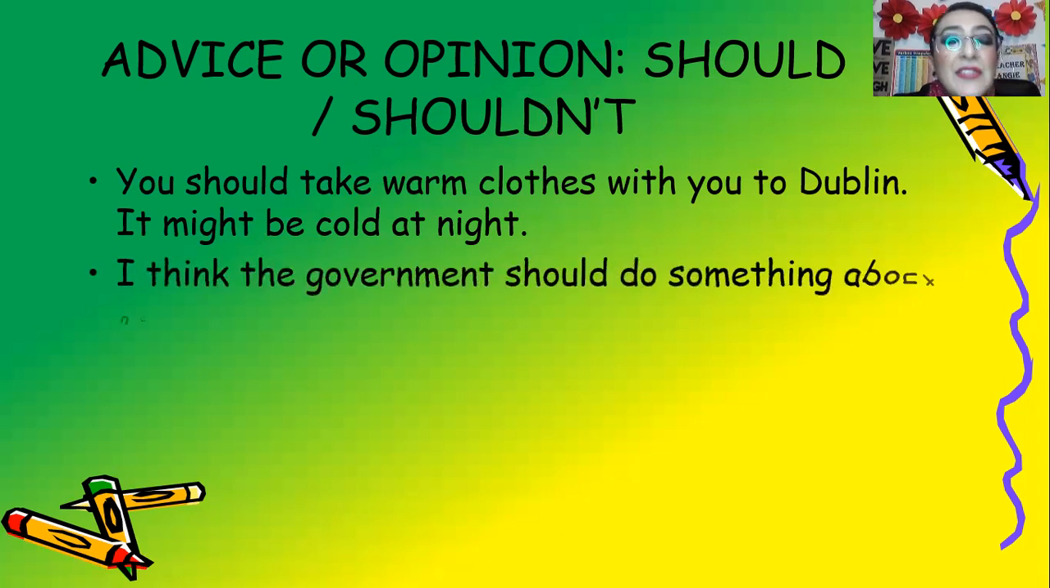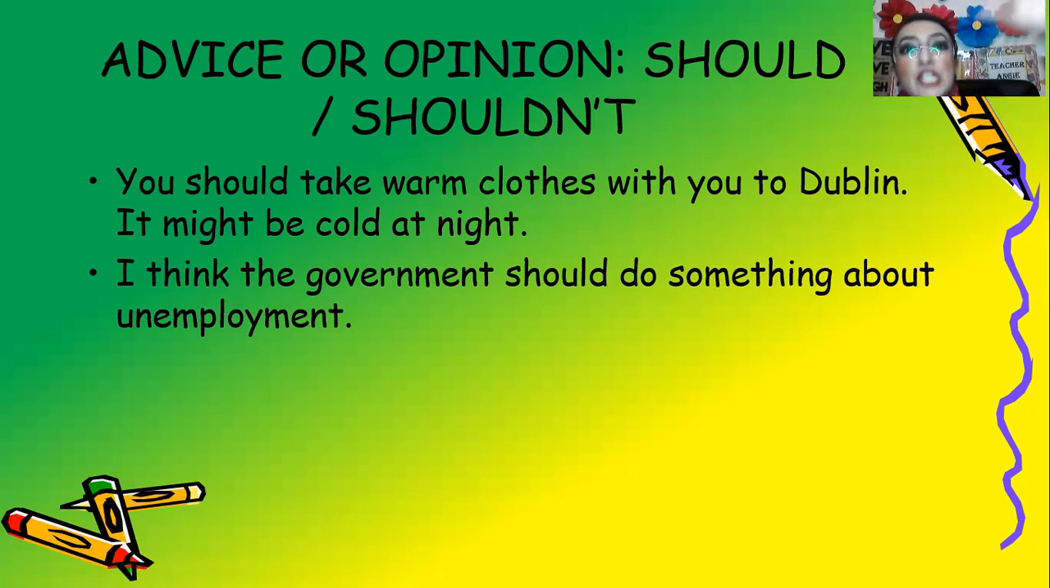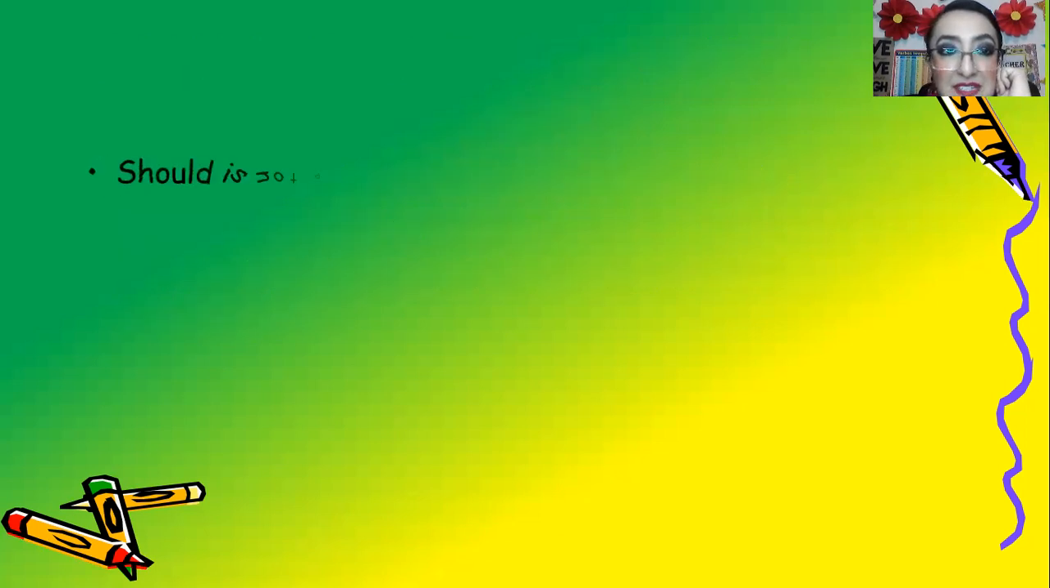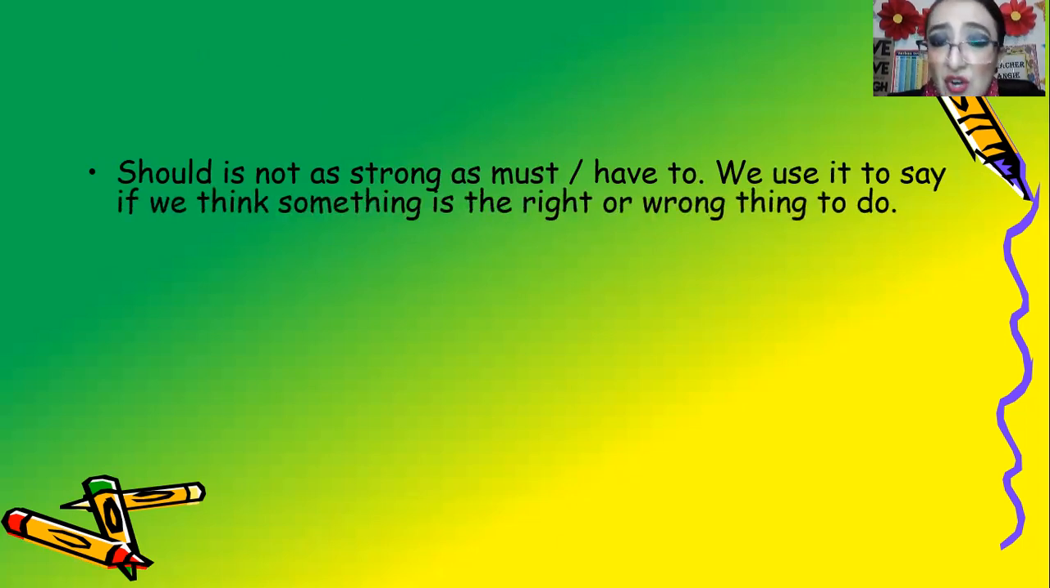¿Sale? I think the government should do something about unemployment. Pienso que el gobierno debería hacer algo acerca del desempleo. Sugiero, es mi opinión, es un consejo. Para eso te sirve el should y el shouldn't. ¿Sale? Should is not as strong as must or have to. And we use it to say if we think something is the right or wrong thing to do. Este verbo modal should no va a ser tan fuerte como el must, de que debes hacer esto, o el have to. Pero lo usamos para decir que algo es correcto o incorrecto, para dar consejos, para dar ciertos avisos. Es algo muy, muy tranquilo, ¿no?